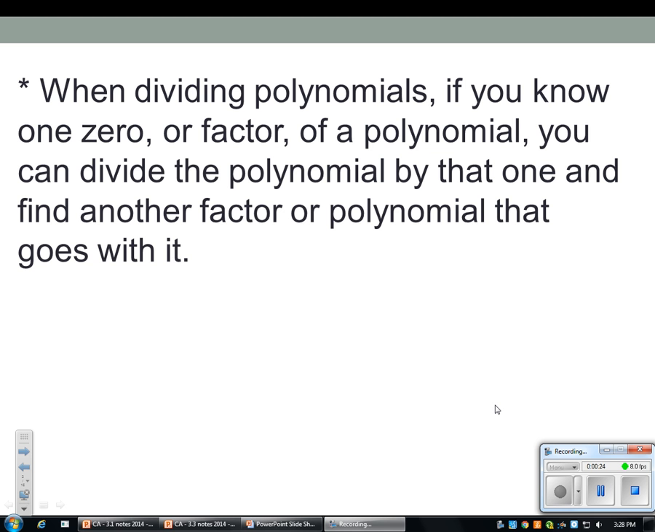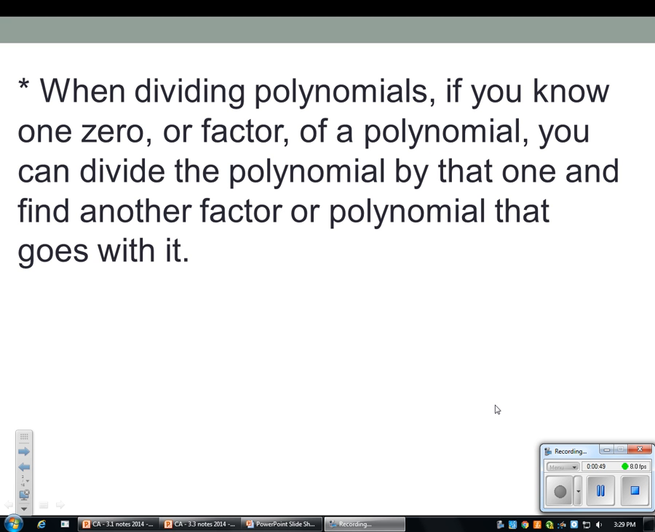When dividing polynomials, if you know one zero or one factor, you can divide that one out and find another one. It's just like breaking down a large whole number. For example, if you're working with 90 and you know that 9 goes in there, you can divide the 9 out and get a 10, and then you could break it down and find another factor.